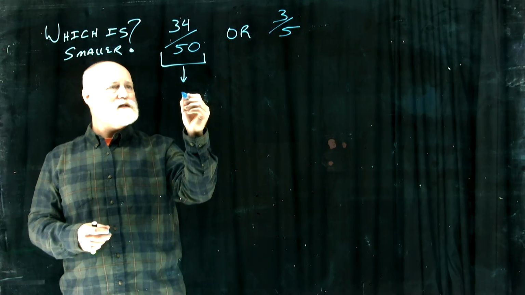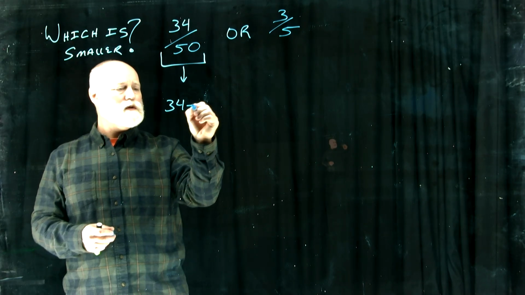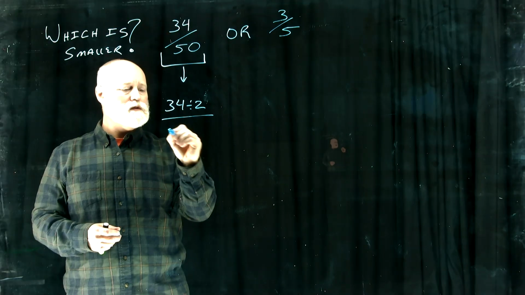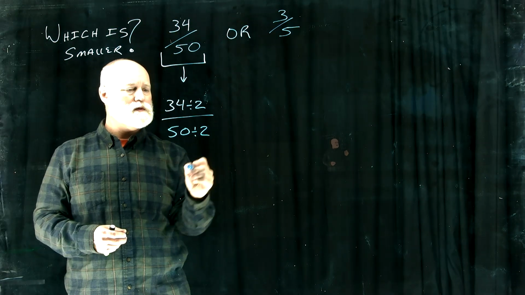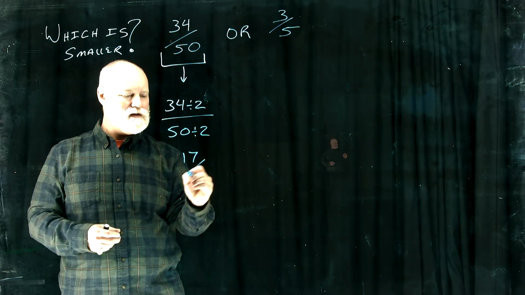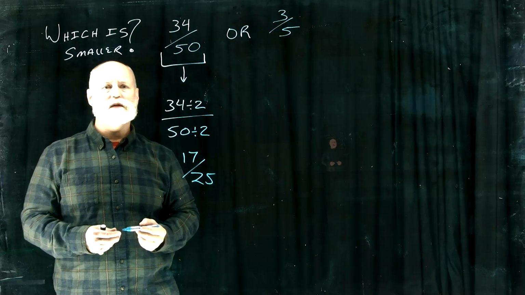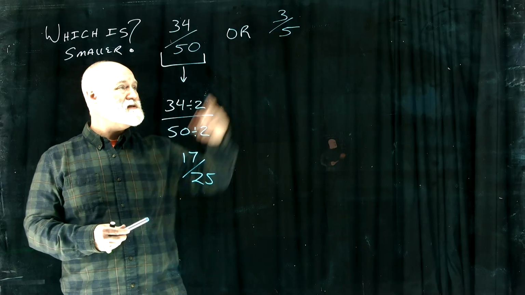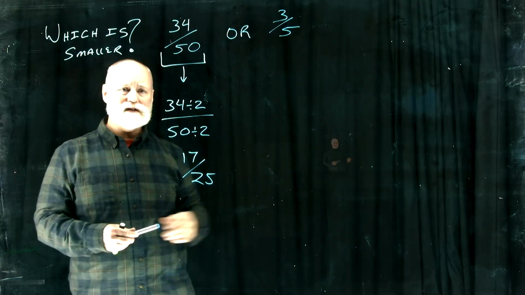So I'm looking at this, and I'm thinking, I can do 34 divided by 2, and I can do 50 divided by 2. And that gives me 17 over 25. Well, that's still not over 5, so I still can't compare it.